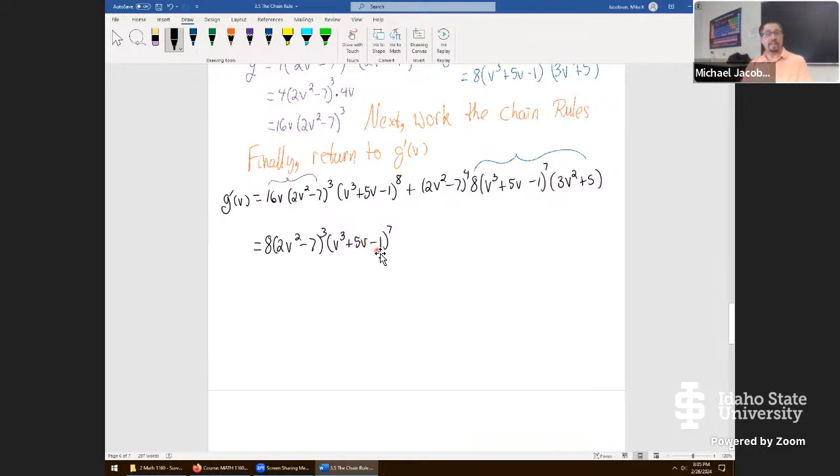Factoring out the greatest common factor is a type of division. What we're going to do is take this 8, divide it here to the 16. We'll have a 2 left and a V left. But the 2V squared minus 7 to power 3 totally wipes this out. This is now just gone. When we go to V cubed plus 5V minus 1, it cancels off all the factors except 1. It just leaves behind V cubed plus 5V minus 1.